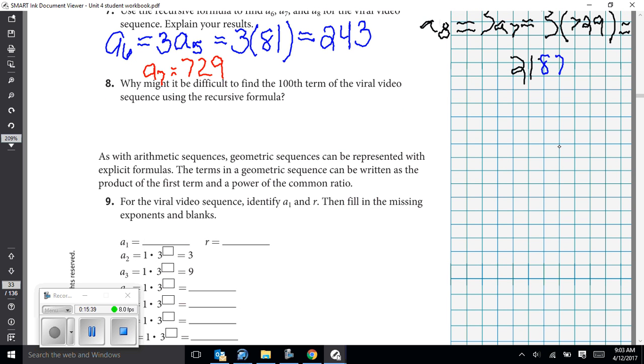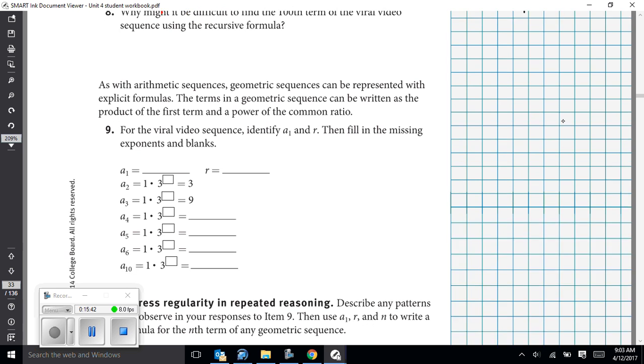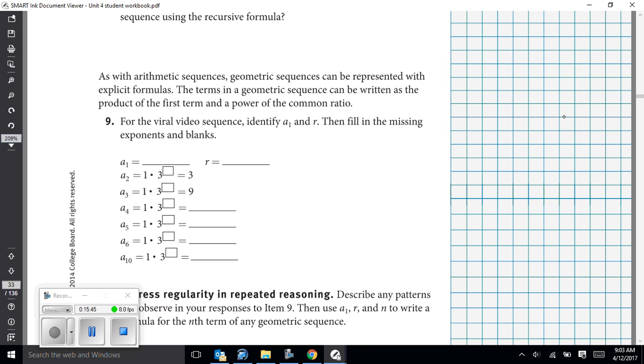So, as with arithmetic sequences, geometric sequences can be represented with explicit formulas. The terms of a geometric sequence can be written as the product of the first term and a power of the common ratio. For the viral video sequence, identify A1 and R, then fill in the missing exponents and blanks. So our first term was, for stage 1, how many people? One person, right? This is a video or an email? I forgot. A video, okay. And our R value was 3, right?